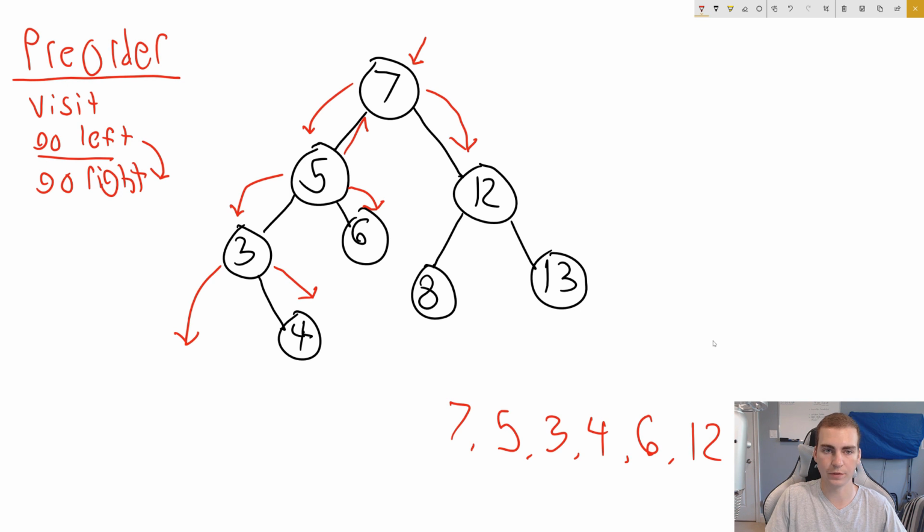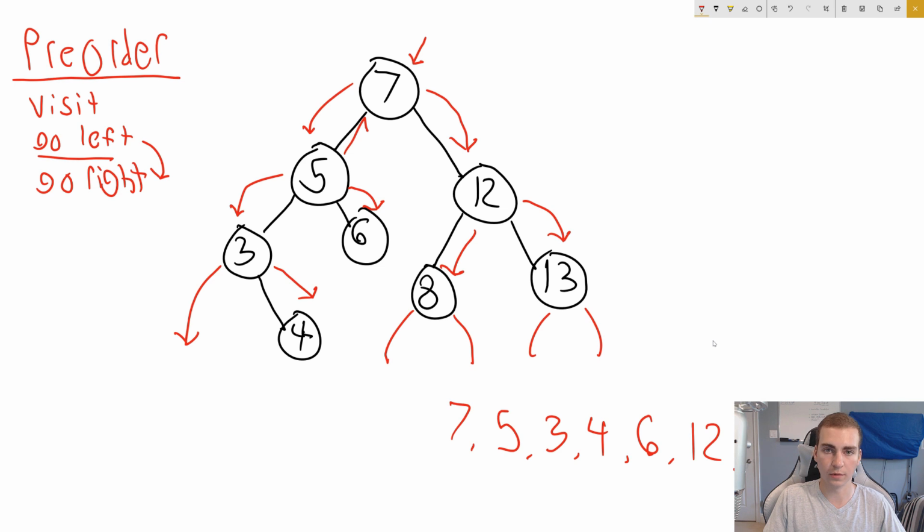And from 12, we follow this process. We visit, we go left, and then we go right. So we visit it, and now we go left to 8, which is here, and we follow this process. We visit it, we go left, we go right, and we can't do anything there. So we come back up to 12, and we say, okay, we've gone as far left as we can go. We couldn't go right there, so now we go right over here to 13, and we follow this process. We go left, and we go right, and once we've completed this process, we are done and we have traversed the entire tree, and that is what we call the preorder traversal.